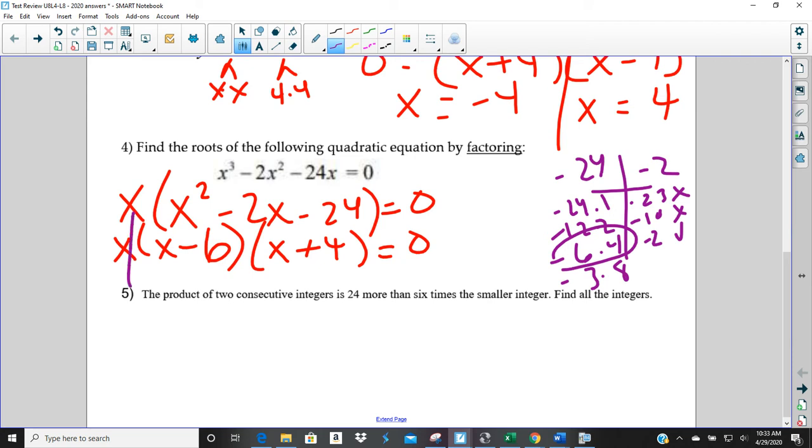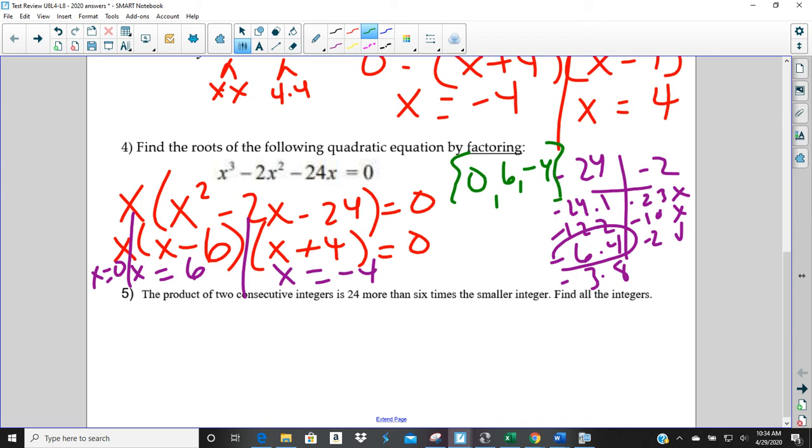When I make my 3 lines, if you notice right now, x can be 0. So that's an option. Then I have x equals 6, and I have x equals negative 4. So just so we're clear, the 3 solutions here are, and I'll also make a squiggly bracket, 0, 6, negative 4. Those are my 3 solutions. Okay? All right, moving on to word problems.